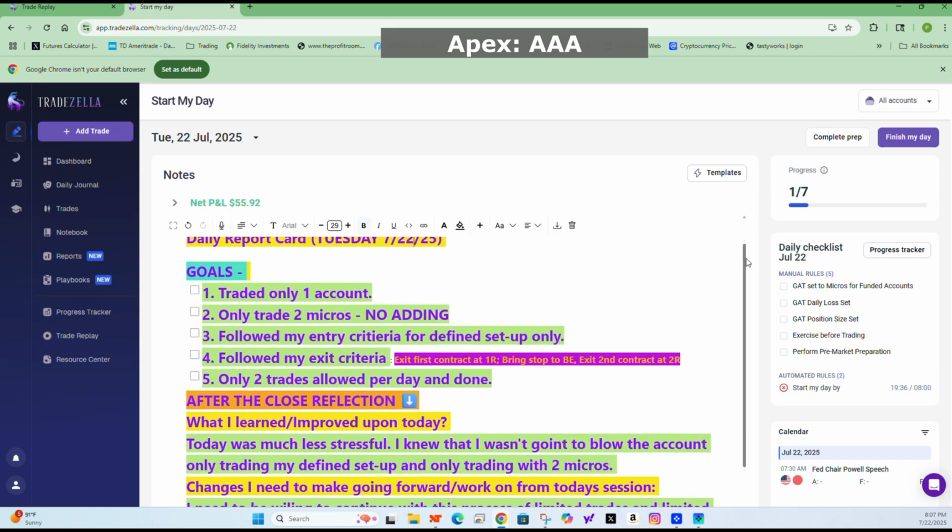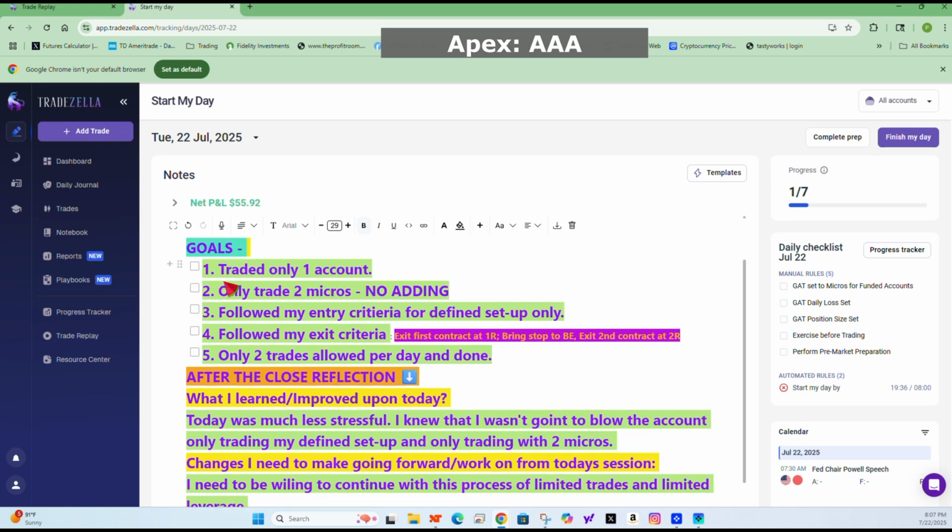I will fill in my journal entry. Okay, so I traded only one account, only used 2 micros. I followed my entry criteria. I followed my exit criteria. So that means that I exited the first contract at 1-to-1 risk and the second contract at 2R. And only 2 trades allowed per day. Today I only traded 1 trade, so that's great.